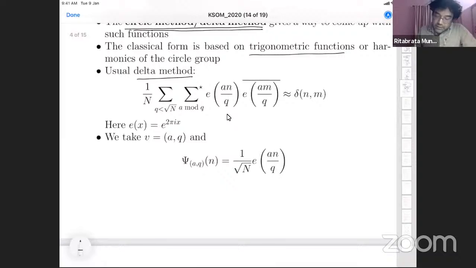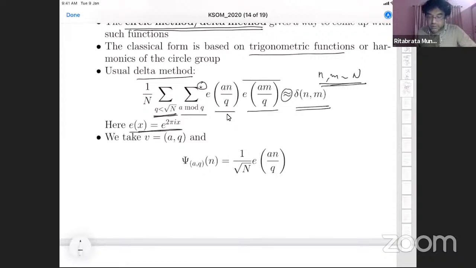And the delta method, if you look at just the bare minimal form, is basically this. It says that delta nm is more or less, this is not really an exact formula, 1 by n. So my n and m are in the range capital N to 2N. Then my q has to go up to root N. This is the modulus. And then I have a sum over a modulo q. The star implies that a and q are co-prime. And then I have e(an/q) and e(-am/q). Again, e(x) is e to the power 2 pi i x, as I mentioned earlier.